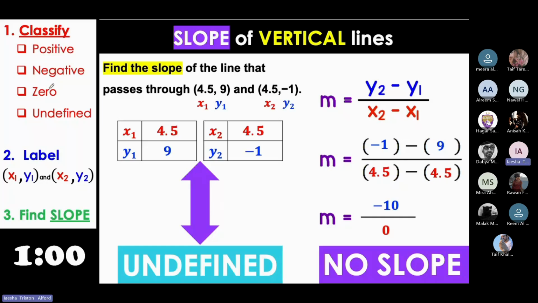It's not 0 slope. It is undefined if you get error in the calculator. It's not possible to divide by 0. That's why you get error. It means there is no slope. Make it undefined.